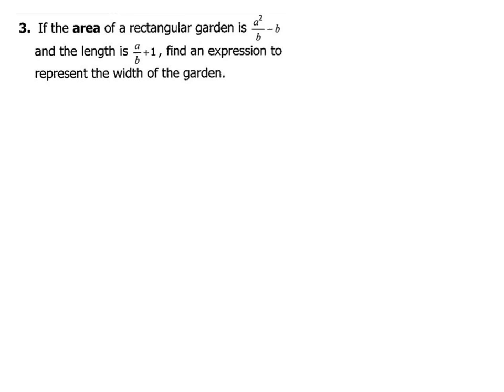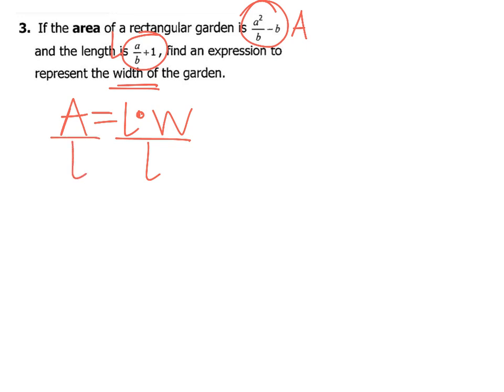Alright, number 3, we're given that the area of a rectangular garden is this right here. This is our A. Now, the length is this right here. This is our L. We want to find an expression to represent the width. So we're looking for the width. Alright, so now we know the formula for area of a rectangle is A equals length times width. And we want to isolate that W because we're looking for the width. So in order to get W by itself, divide both sides by L.